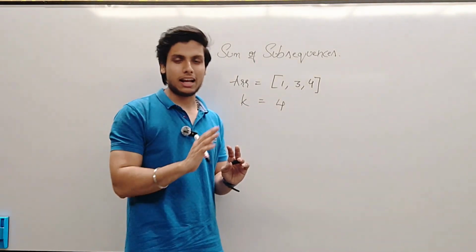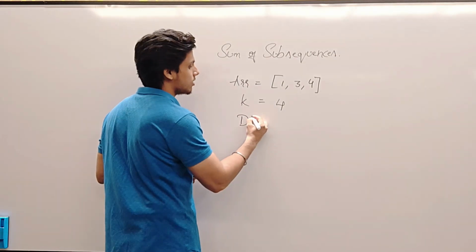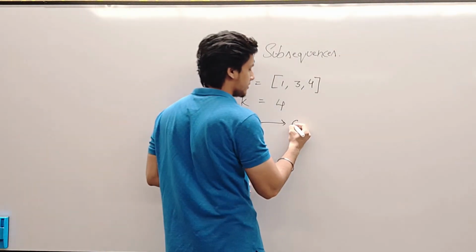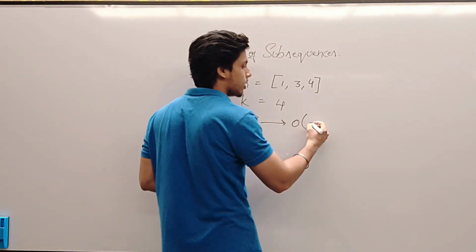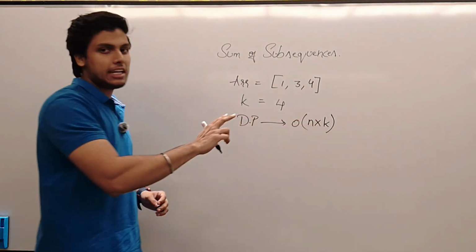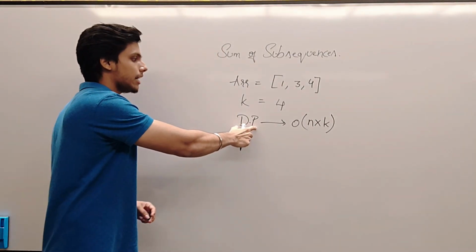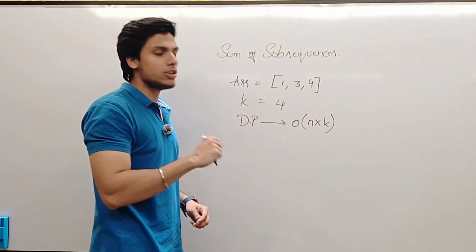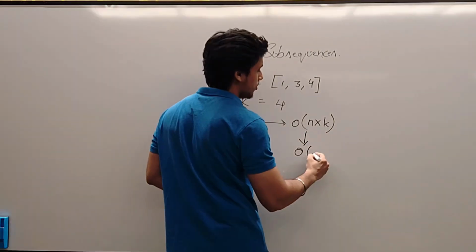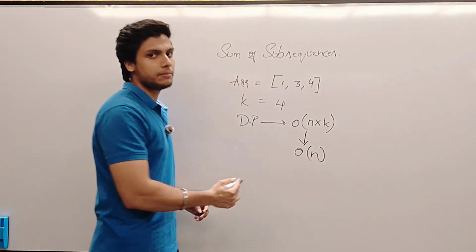I think most of you have solved this question, right? Usually we solve this kind of problem using dynamic programming, which would cost us a time complexity of big O of n into k. These will be the two states that we store in our DP. But if you use this technique, it can reduce to big O of n into constant time. You can say it as big O of n.